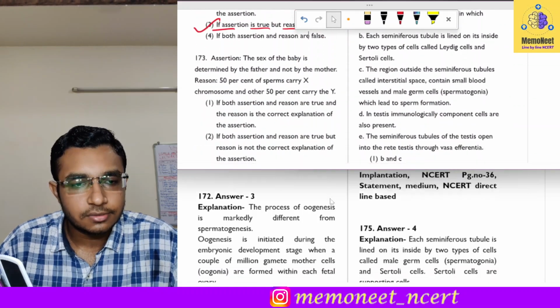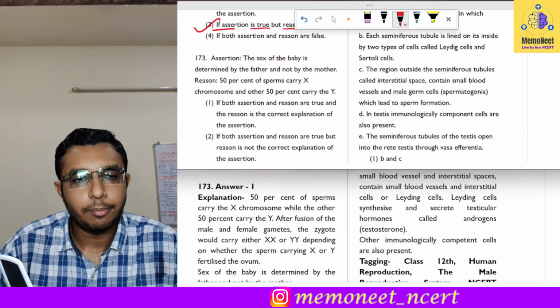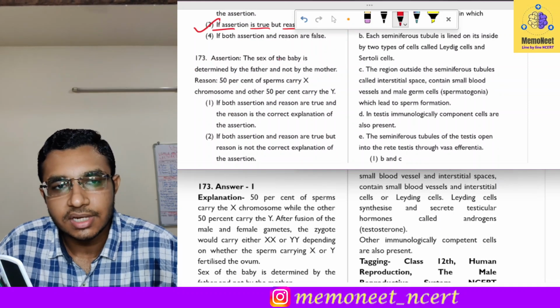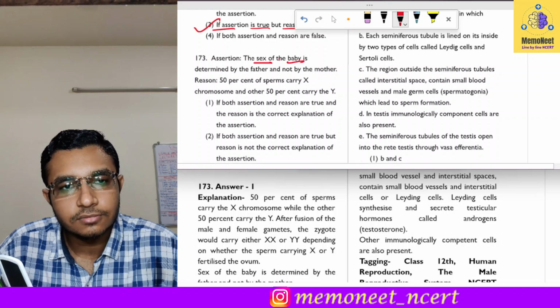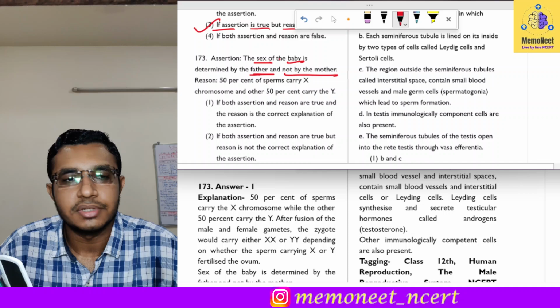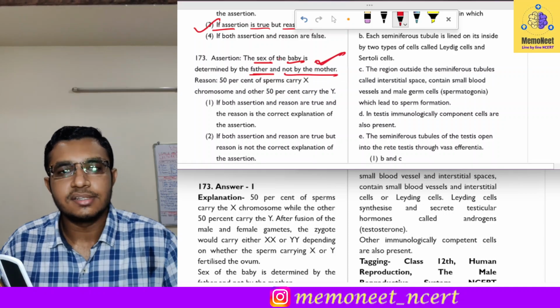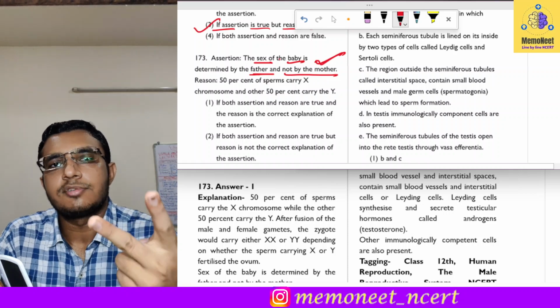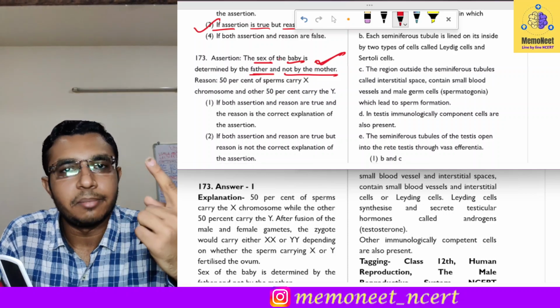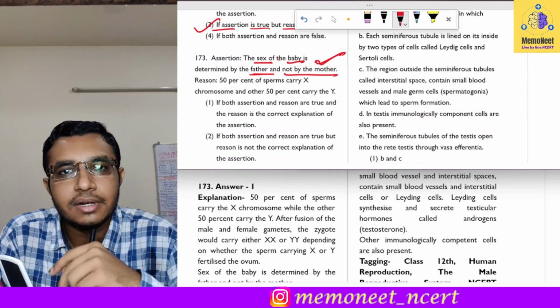Moving on to the next question, that is question number 173. That is also an assertion reason type of question, and the assertion states that the sex of the baby is determined by the father and not by the mother. So is the assertion correct? Yes, the assertion is absolutely correct, because it's the father in which there are two types of chromosomes. The sperm might contain an X chromosome or it might also contain a Y chromosome.